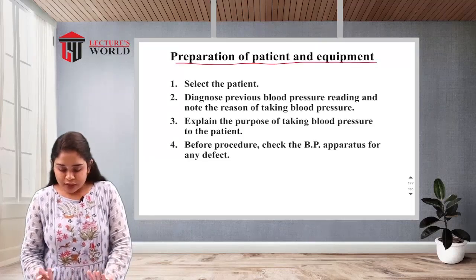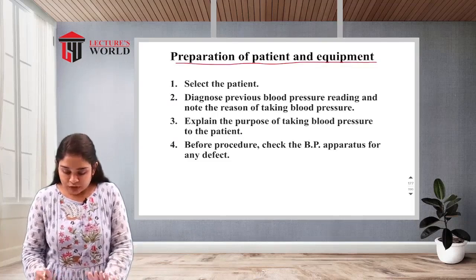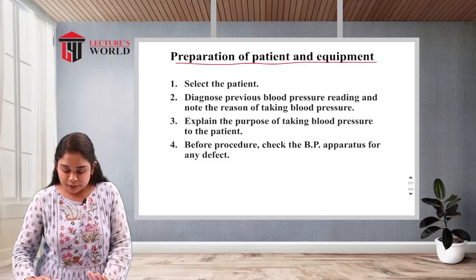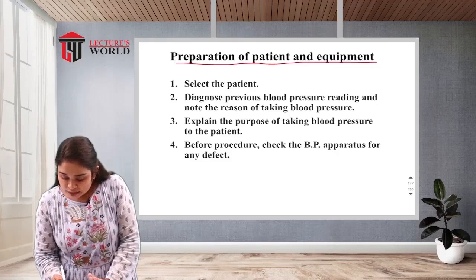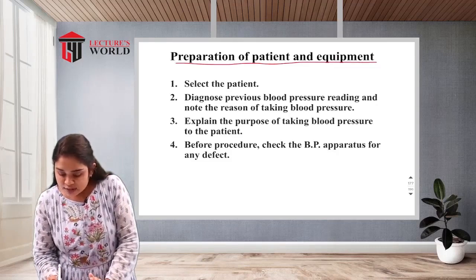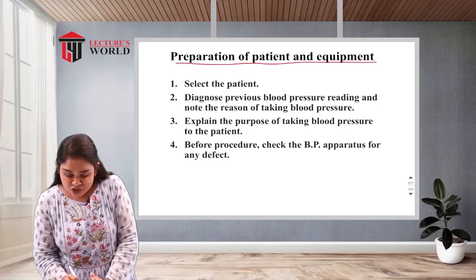Here is the sphygmomanometer, the traditional one. This is how it looks. We will see one by one what kind of parts are there. First we will talk about the bladder. The bladder, also called the cuff, is a long rubber bag about 6 inches wide and 24 inches long.